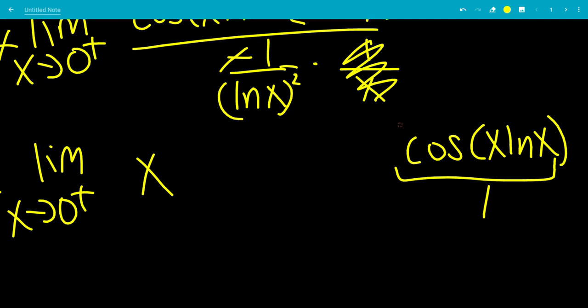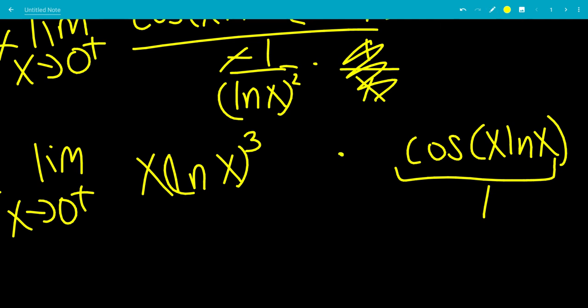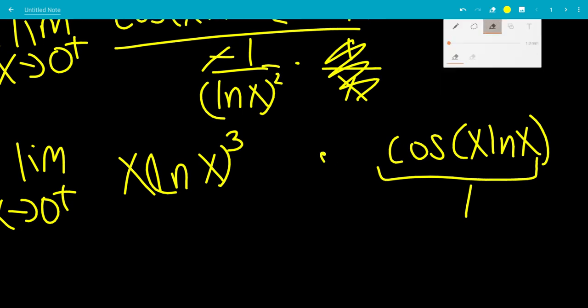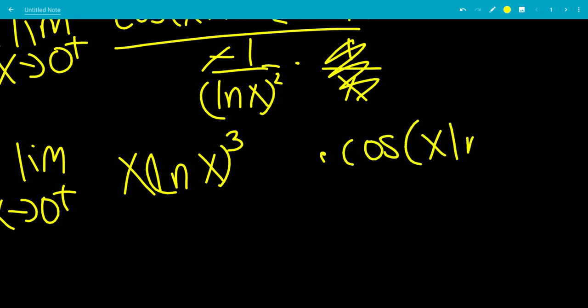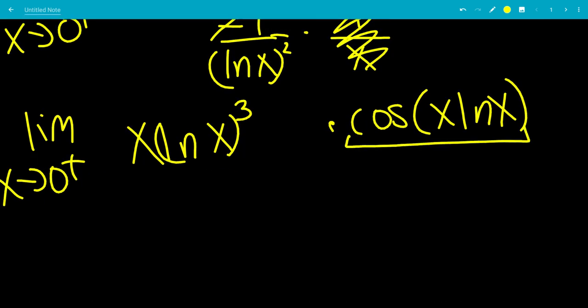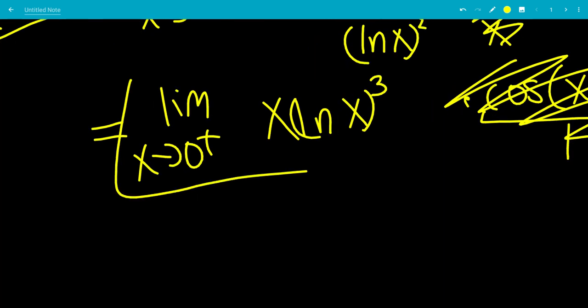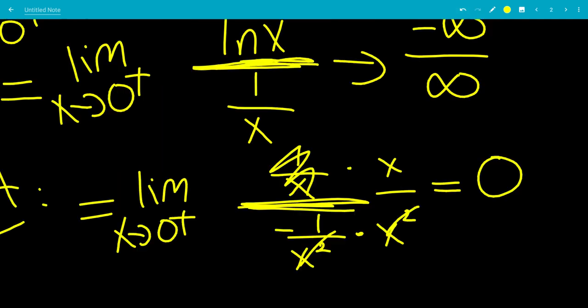So let's rewrite that. We have x times ln x cubed times this part, which is cosine of x times ln x. Okay, so let's plug in 0 plus here. Again, as we said, this goes to 1. But if that's 1, that's just a constant term, so 1 can go away. So we can get rid of this. And now we'll be left with the limit as x goes to 0 plus of x times ln of x cubed.